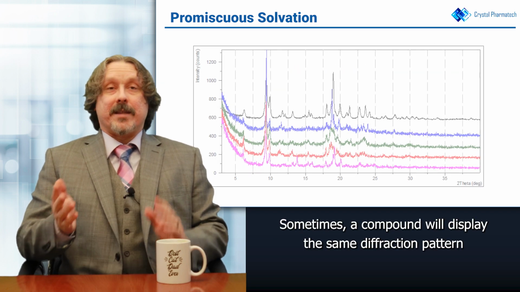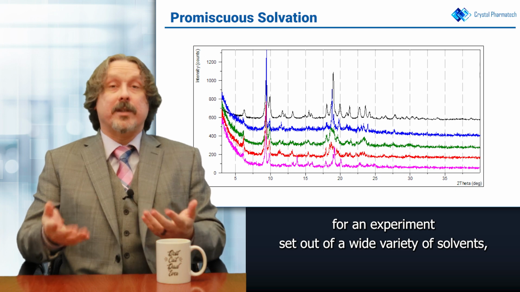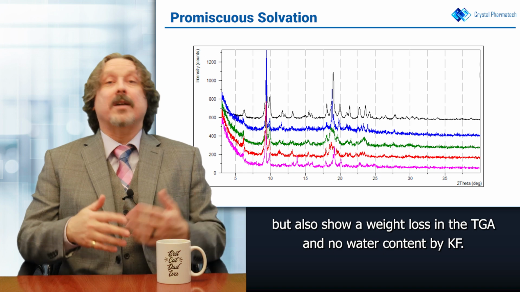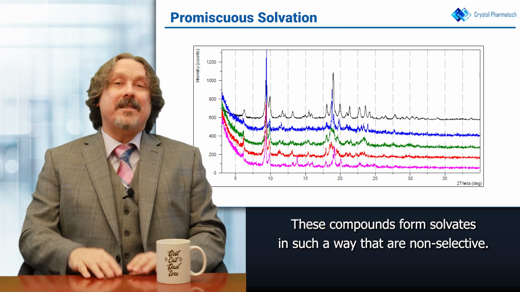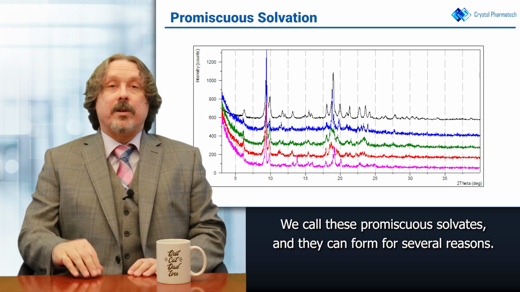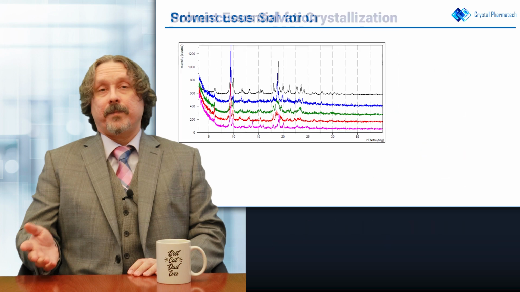Sometimes a compound will display the same diffraction pattern for an experiment set out of a wide variety of solvents, but also show a weight loss in the TGA and no water content by KF. These compounds form solvates in such a way that are non-selective. We call these promiscuous solvates, and they can form for several reasons.